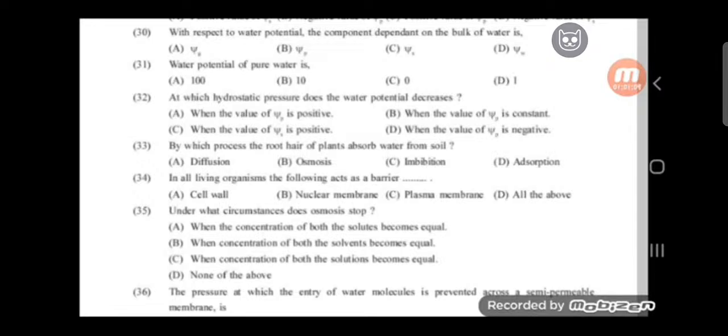Now let us come to our next question, that is question number 33. By which process do the root hairs of plants absorb water from soil? A. Diffusion. B. Osmosis. C. Imbibition. D. Absorption. So let's see what your answer will be.